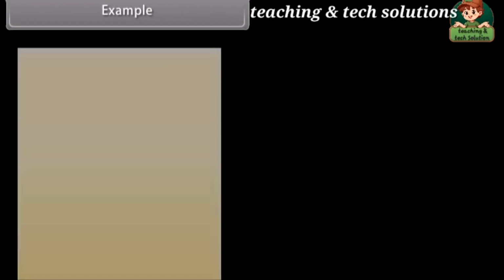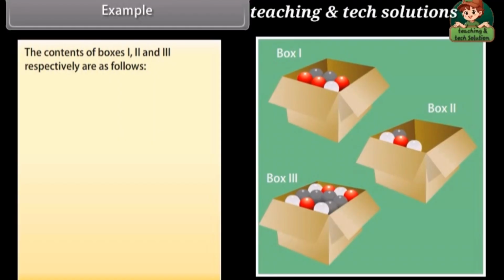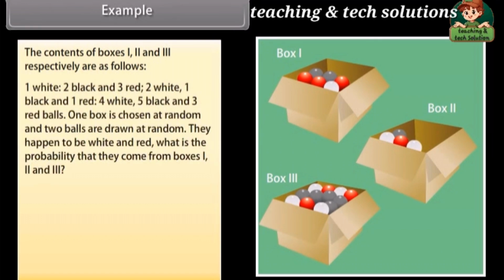Example. The contents of boxes 1, 2 and 3 respectively are as follows: 1 white, 2 black and 3 red; 2 white, 1 black and 1 red; 4 white, 5 black and 3 red balls. One box is chosen at random and 2 balls are drawn at random. They happen to be white and red. What is the probability that they come from boxes 1, 2 and 3?